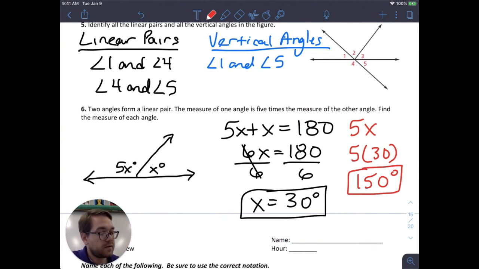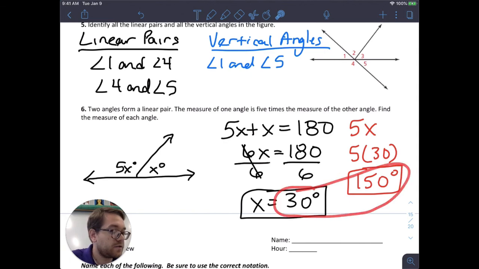So in this figure with this linear pair, one angle should be 30 degrees and the other angle should be 150 degrees. And again, I can tell that I was on the right track because 30 plus 150 is 180.